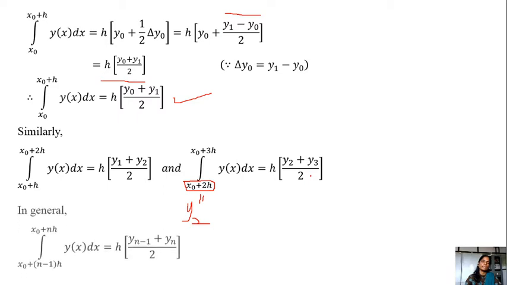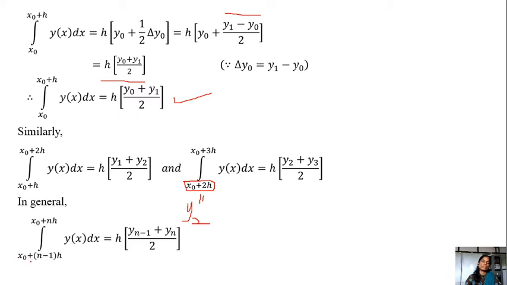In fact, we'll get a general formula. So from x0 plus (n minus 1) times h to x0 plus nh is h outside. So this is value of f at this argument, and that is nothing but your yn minus 1, and value of f at the last argument is yn. So h outside, (yn minus 1 plus yn) upon 2. So this is the general formula.